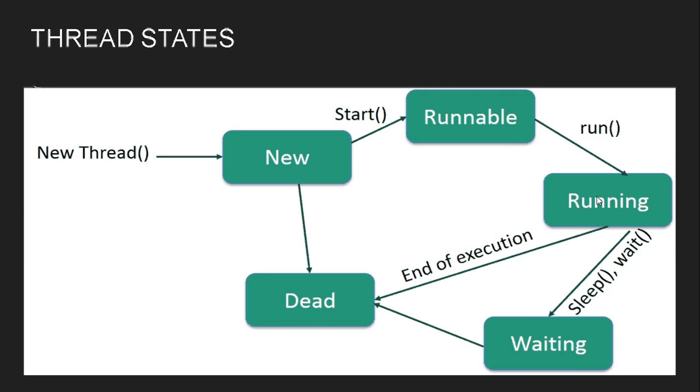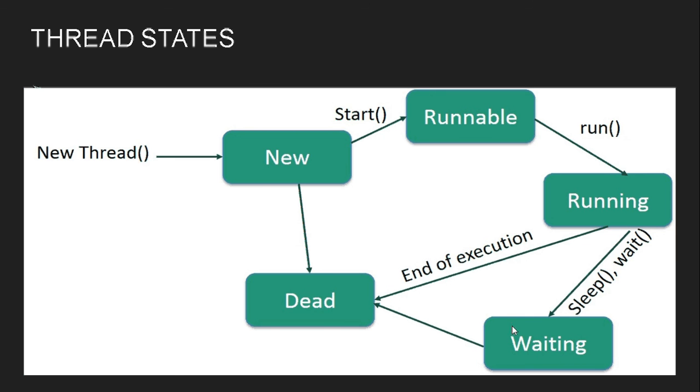From the running state, it can go to either dead, which means terminated, you can even call this terminated. As soon as it finishes its execution, it can go to the terminated state, or it can go to the waiting state as well. The waiting state is when one thread is waiting for another thread to finish before it can resume its execution. That is what the waiting state is all about.